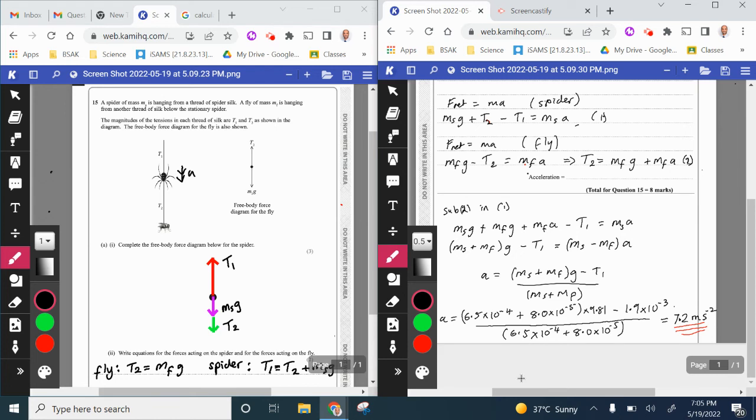Now, that seems like a reasonable answer. Why? Because if these insects were falling under free fall, they would be falling at 9.81 meters per second squared. We know that the thread is opposing the weight due to free fall, so there's some resistance there, and we're expecting the value to be slightly less than 9.81, and that is certainly less than 9.81, but nevertheless shows that the spider is accelerating downwards.